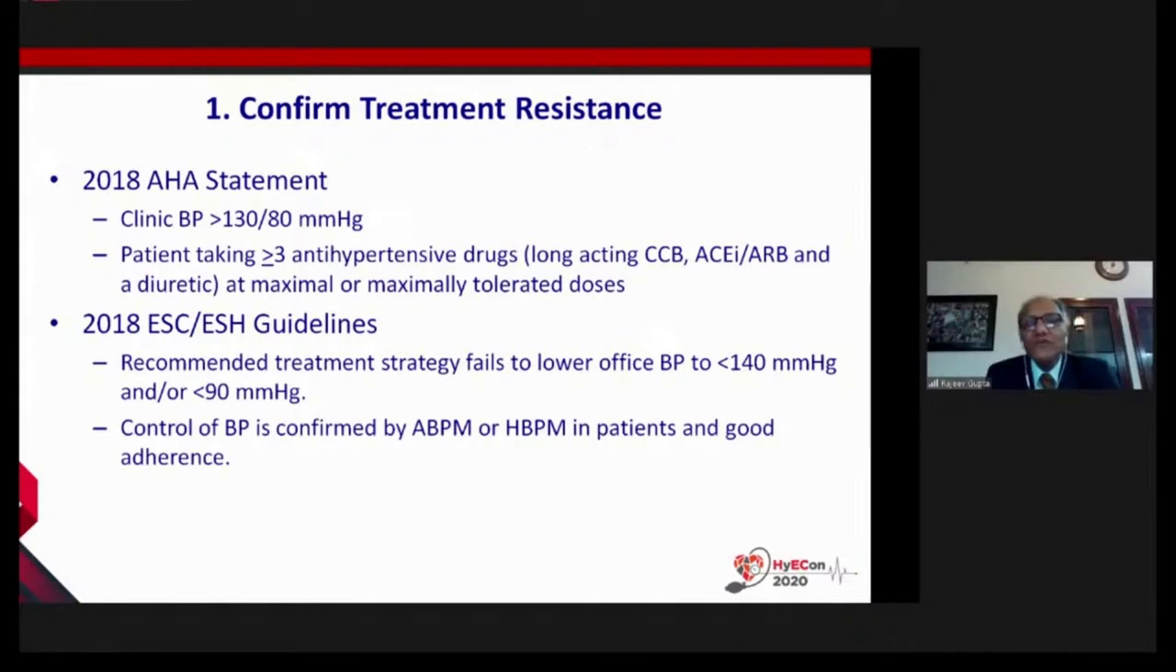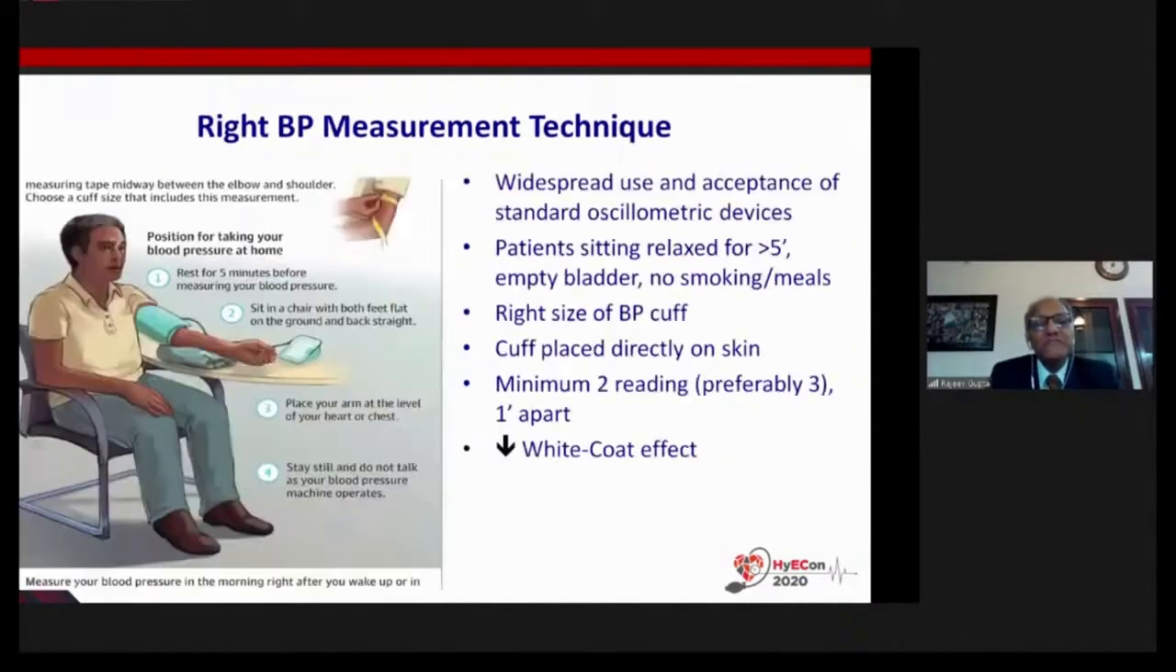So what do we do? We need to confirm the treatment resistance. I've already told you both the AHA and the European guidelines are clear: if the recommended blood pressure strategy fails to lower blood pressure to less than 140/90, this is resistant hypertension. And ABPM or home blood pressure monitoring is a good method to confirm the diagnosis of treatment resistance.